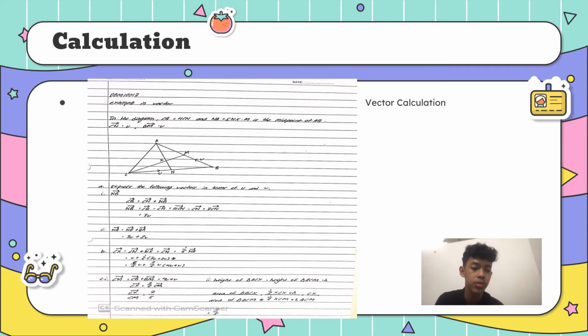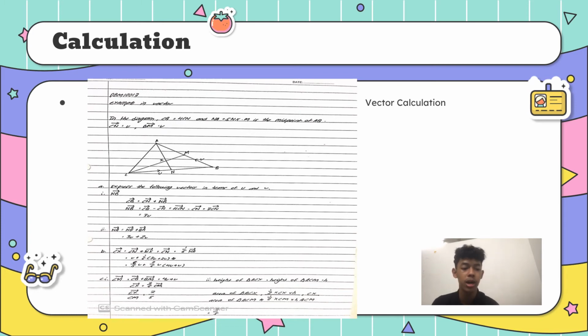In this question, we're going to search for NB. So to search for NB, firstly we're going to search for CB. So CB equals CN plus NB. So NB we can get CB minus CN, and after that we can get 4CN minus CN. So 4CN minus CN equals 3CN. So 3CN equals 3u.